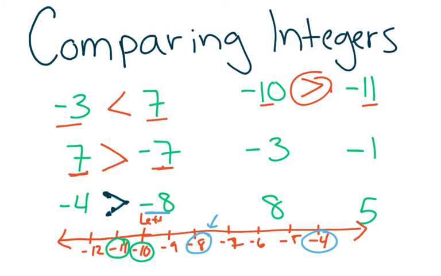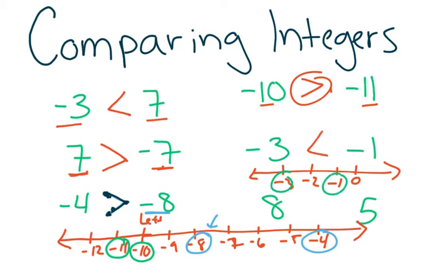For -3 and -1, again, sometimes number lines are helpful when you're comparing two negative integers. Which one's on the left? When you compare those two, it's -3. -3 is less than -1. And finally, when you're comparing two positive integers, you can use a number line, or you can just think about which one is bigger. 8 is bigger or greater than 5.